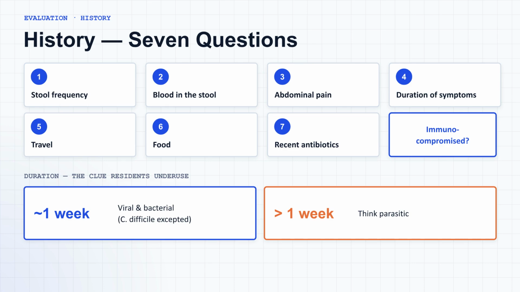The duration answer is the one residents underuse. Viral and bacterial causes generally run about a week, with Clostridioides difficile as the exception. If the diarrhea has run longer than a week, start thinking parasitic. That single question decides whether you order stool ova and parasites. 1 more question is worth asking. Has anyone else who ate the same meal become ill? A shared source shortens the list very quickly.